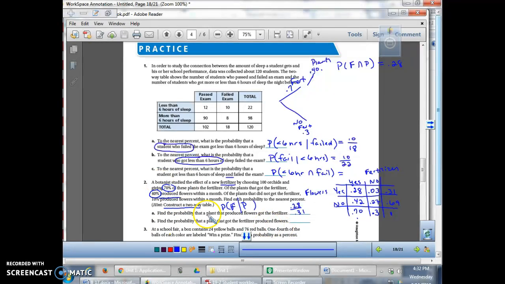So the next one says find the probability that a plant that got the fertilizer produced flowers. So I know the probability that they produce flowers given they got the fertilizer. So I'm going to look at just those that got the fertilizer, which is 0.7. That will be my denominator. And then I'll know the probability that they produce, which is going to be 0.28. So in both cases, you can see the numerator is the intersection of producing flowers and getting fertilizer. So it's then the denominator that you have to focus in on. And that should help get you started.